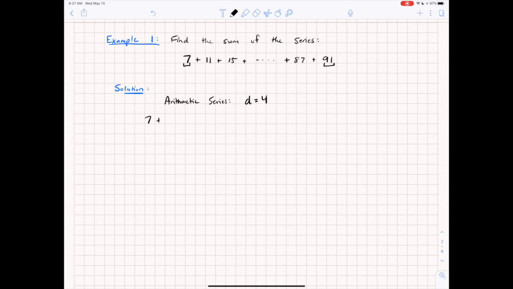So 7 plus 91 is 98. Then he went through and said, okay, well, let's pair up the next two numbers. So 11 and 87, again, is 98. And we would need to do this until we get to essentially the middle. But we don't know where that middle is because I don't know how many terms there are. Right? How many numbers are there here?